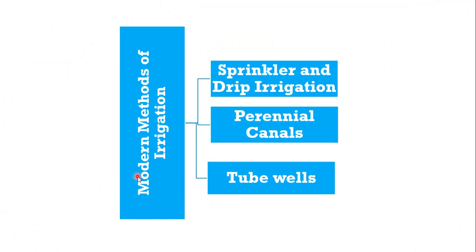Our next topic is modern methods of irrigation. Under modern methods of irrigation, we'll be learning sprinkler and drip irrigation, perennial canals, and tube wells. Okay, children, so we will meet in the next video for this particular learning. In the next video, we will be learning about modern methods of irrigation.